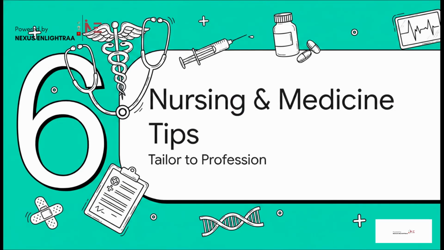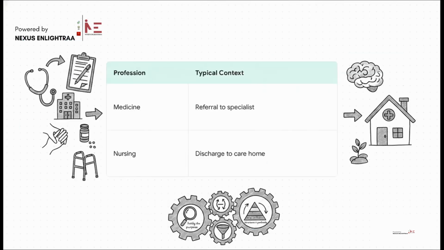Finally, Section 6, Nursing and Medicine Tips, tailoring to your profession. The really cool thing about the OET is that it's tailored to your specific day-to-day reality in healthcare. And this brilliantly illustrates how the contexts differ. In medicine, a doctor's task will usually be referring a patient to a specialist or transferring them to allied health. But in nursing, you're often looking at discharging a patient to a community clinic or care home, focusing way more on future daily care, mobility, or medication compliance.